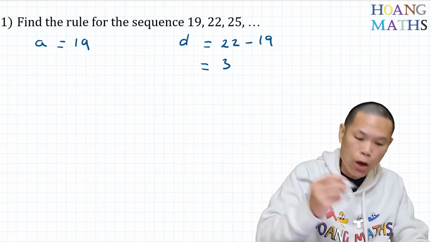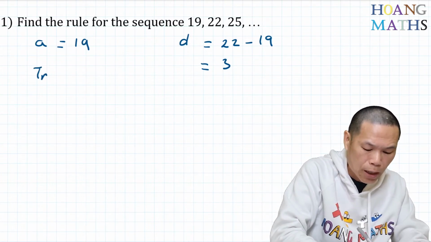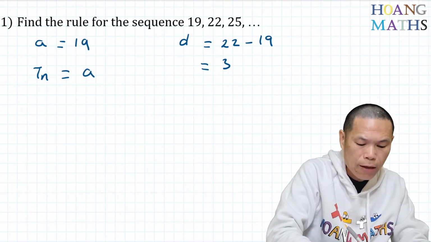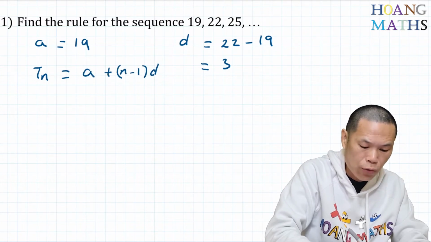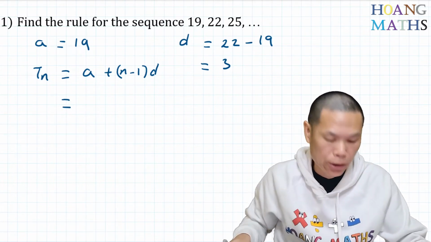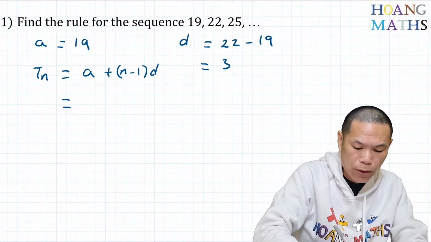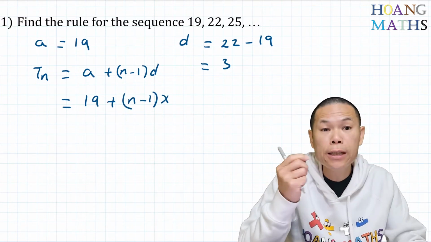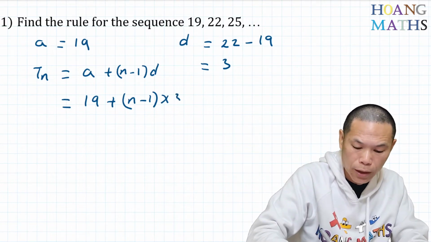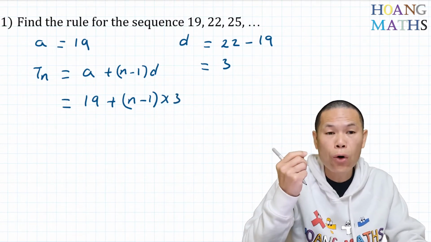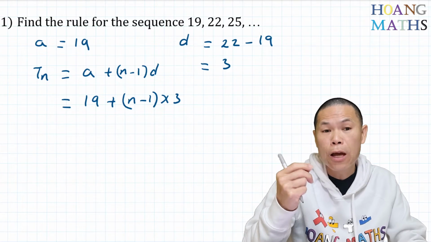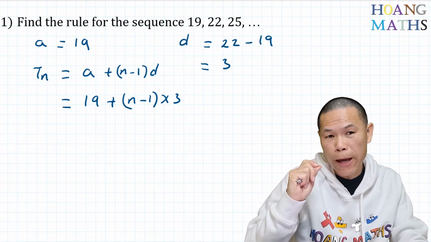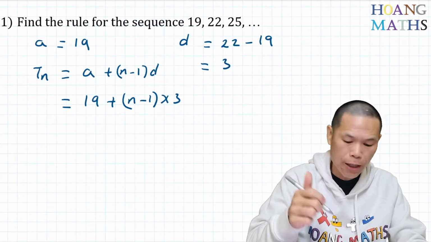Therefore we know the rule T of N is A plus N minus 1 D. And we know that A is 19, so we just replace A with 19, plus N minus 1, and we times D. D is 3, so just times 3. So there you go. This is the rule for this arithmetic sequence. But we need to expand and simplify a little bit further.